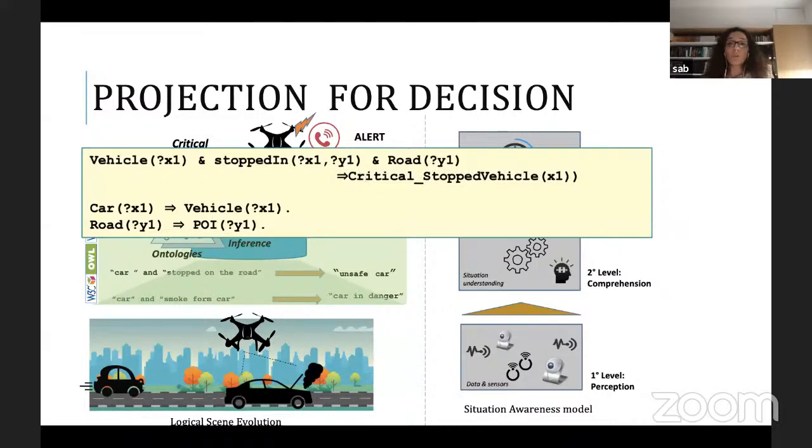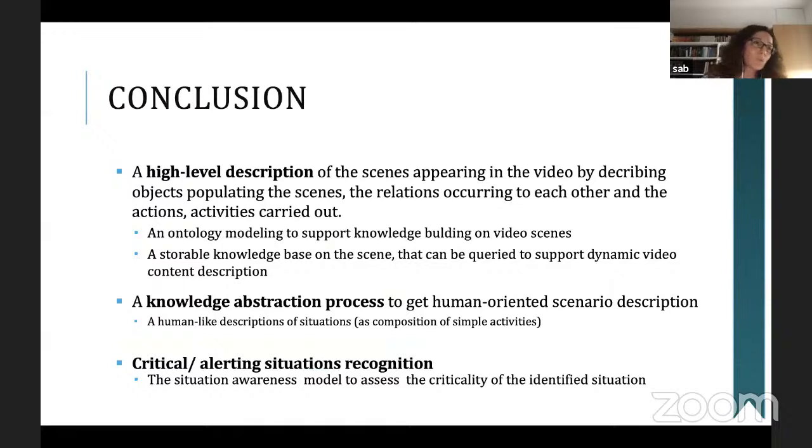is a critical stopping. So at this point, my conclusion is that I tried to explain in a very intuitive way how it's possible to enhance our device, to make the device smart and aware about the situation, about what they are observing. In particular, the goal is to make the scenario description more human-like, similar to the way a human describes a scenario. To do this, we have defined an ontology that allows us to describe a scenario and all the objects that appear in it. We have defined a knowledge base from parsing the XML files, and then we get a knowledge abstraction that is a description of a situation, like a high-level description of a situation.